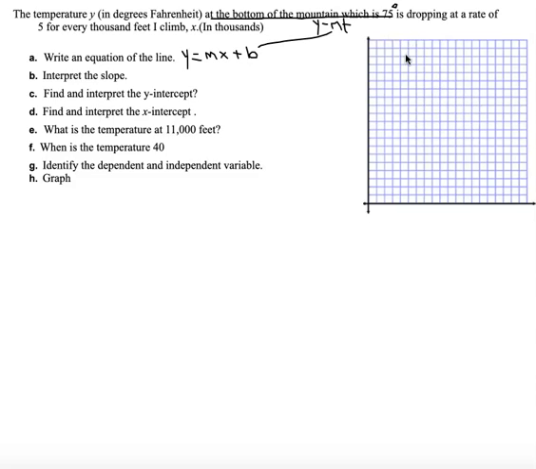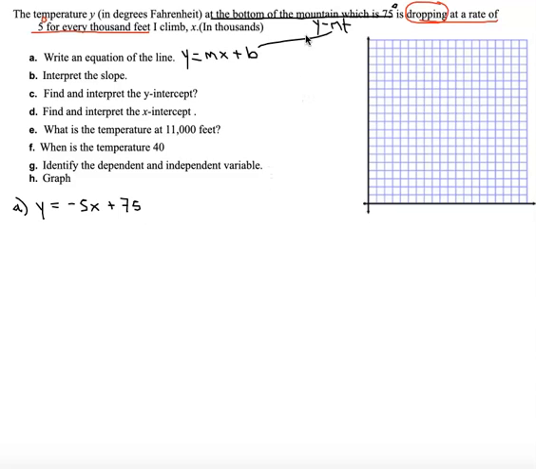And then it is dropping at a rate of 5 degrees for every 1,000 feet I climb. What's that represent? That's my slope. Now what's my slope? 5? Negative 5. Why? Keyword, dropping. So I have my slope and my y-intercept given to me in that first sentence there. So I'll do part A right here. y equals negative 5x plus 75.